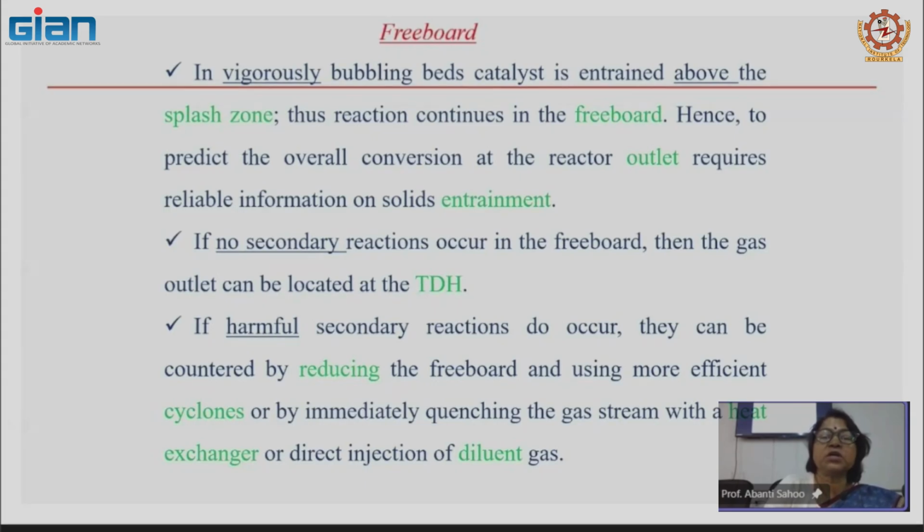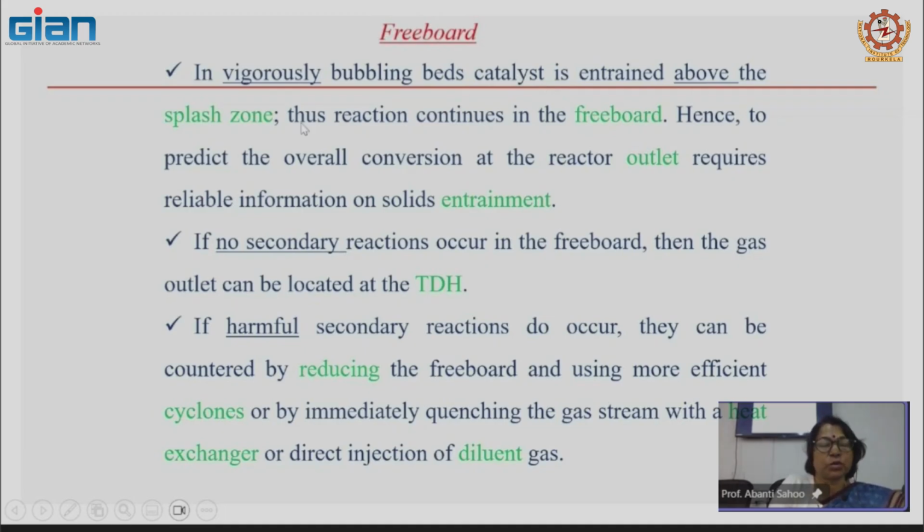Freeboard region, as I told in the reactor components, the region above the bed is the freeboard region. So, there is the splash zone, just above the bed. When we are fluidizing, when fluidization has just started, the particles are just splashed, means the bed is slightly expanded. So, that zone is the splash zone. Just above the bed in the bubbling bed, catalyst is entrained above the splash zone.